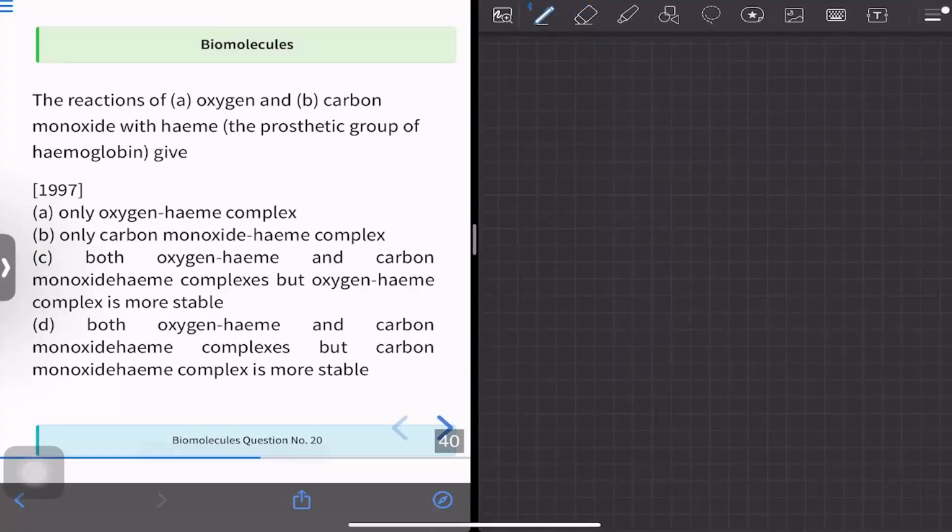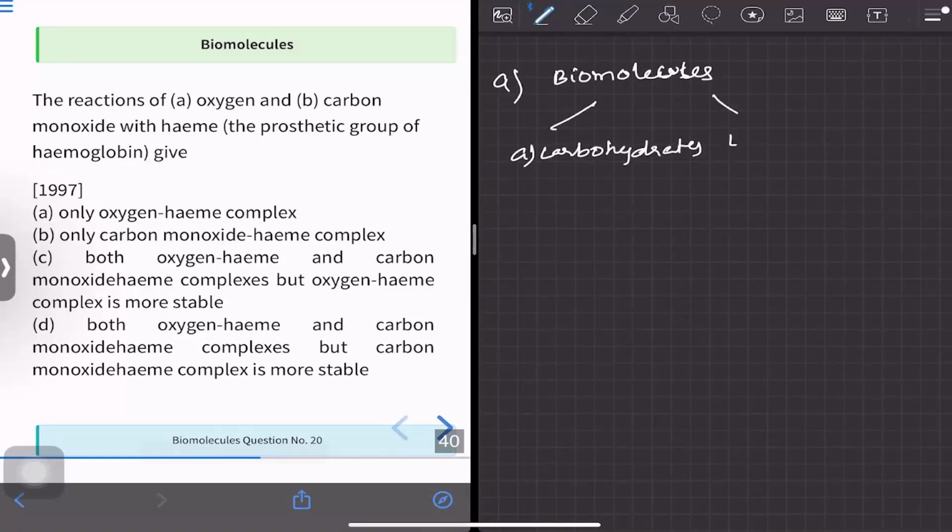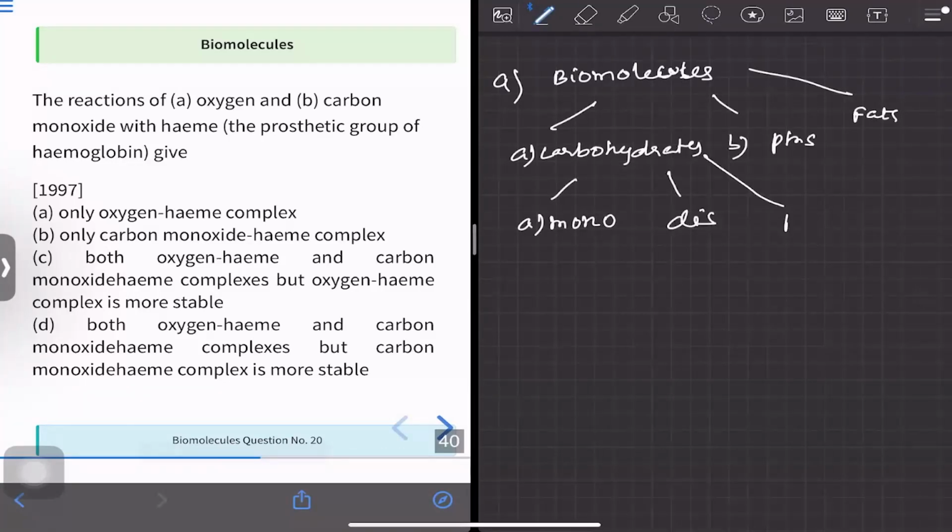What are biomolecules? Biomolecules include four different categories. One is carbohydrates, another is proteins and fats, etc. Carbohydrates include monosaccharides, disaccharides, and polysaccharides. When monosaccharides are linked together with the help of glycosidic bonds, they form polysaccharides.